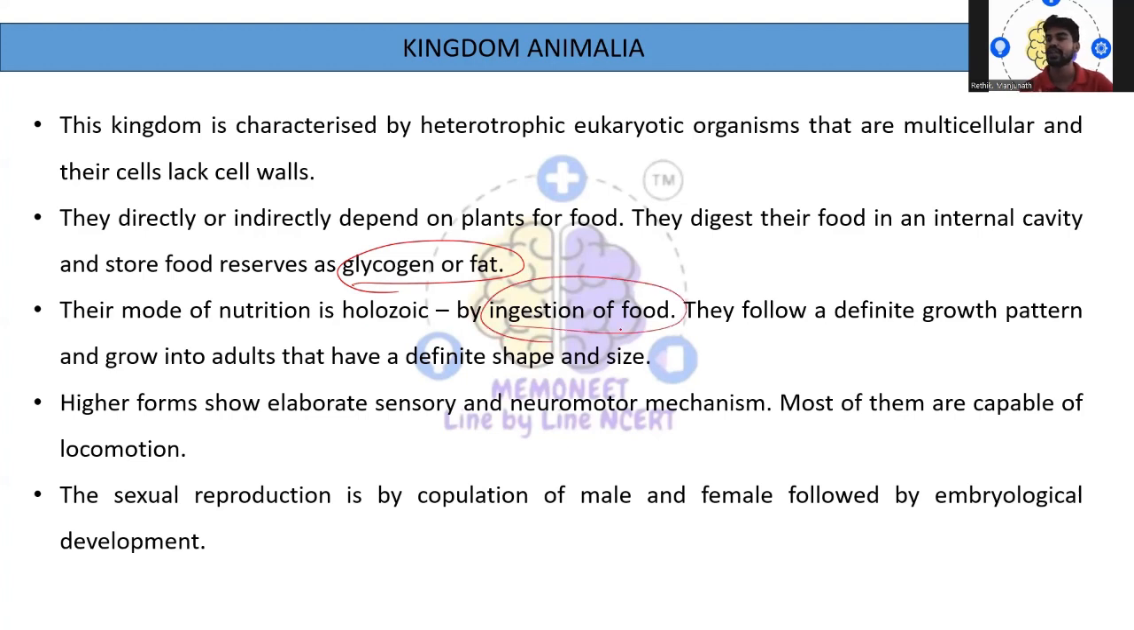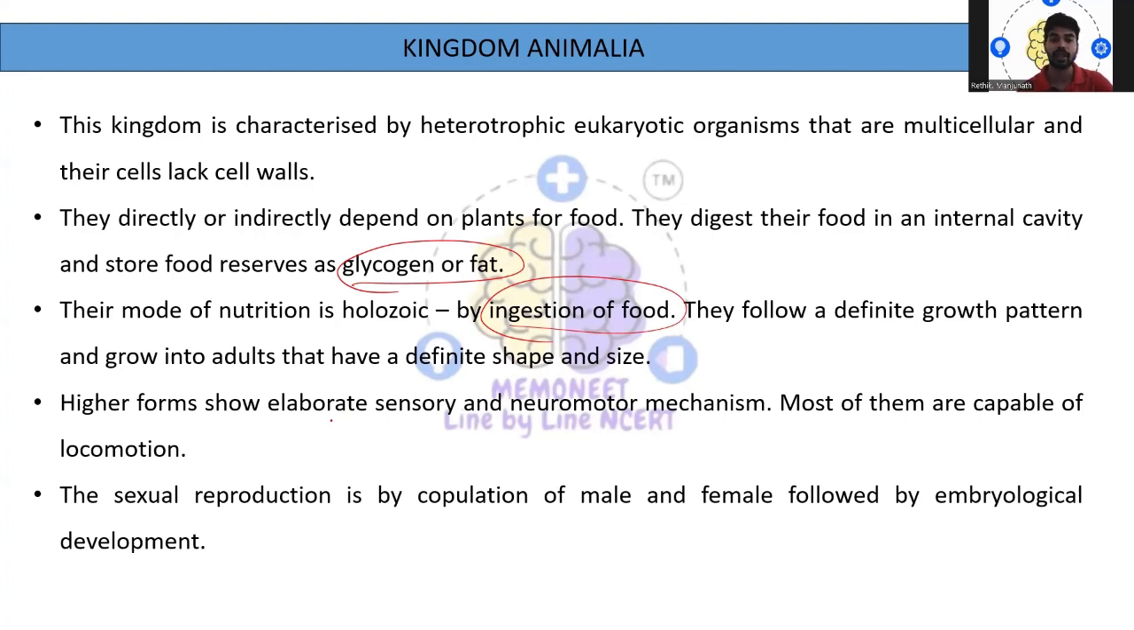They follow a definite growth pattern and grow into adults that have a definite shape, size and structure. Higher forms show elaborate sensory organs, and you also see a neuromotor mechanism, that is nothing but your brain mechanism.